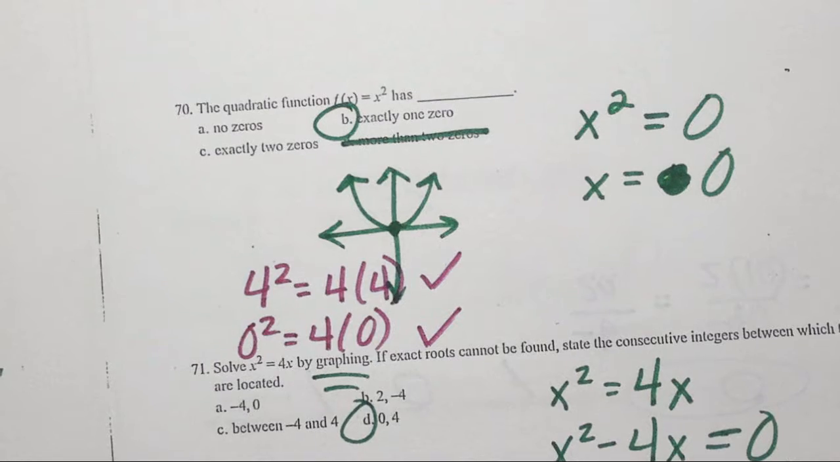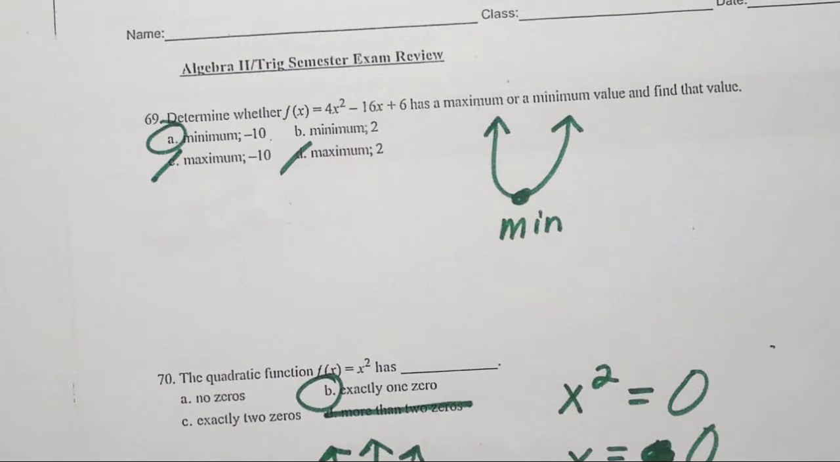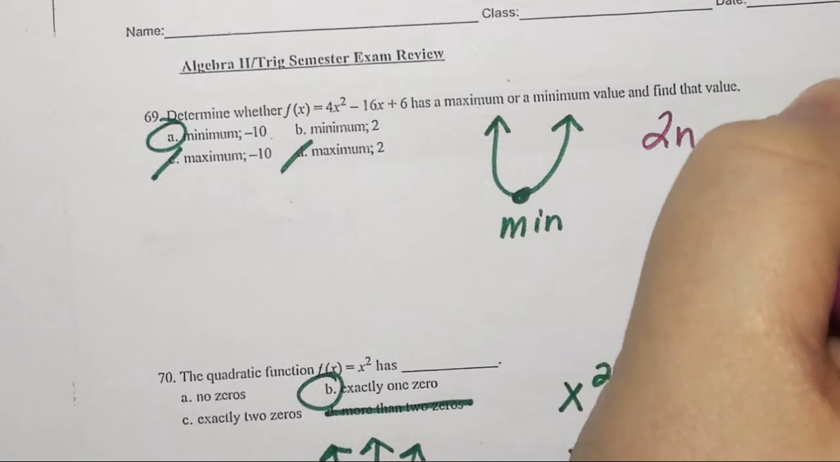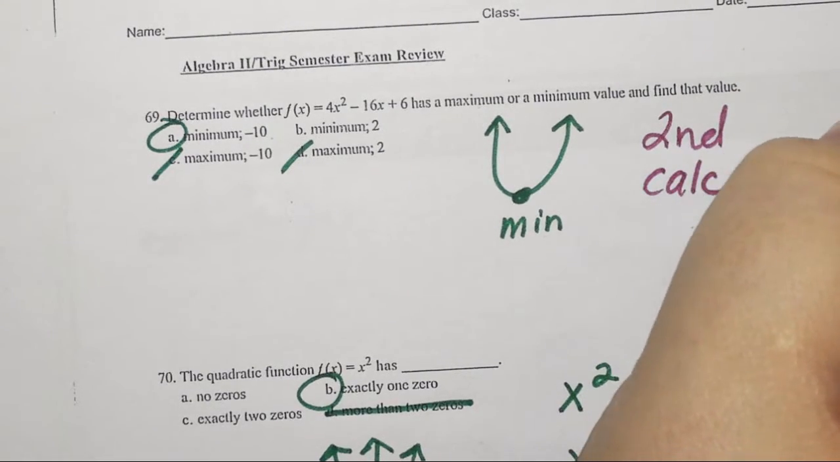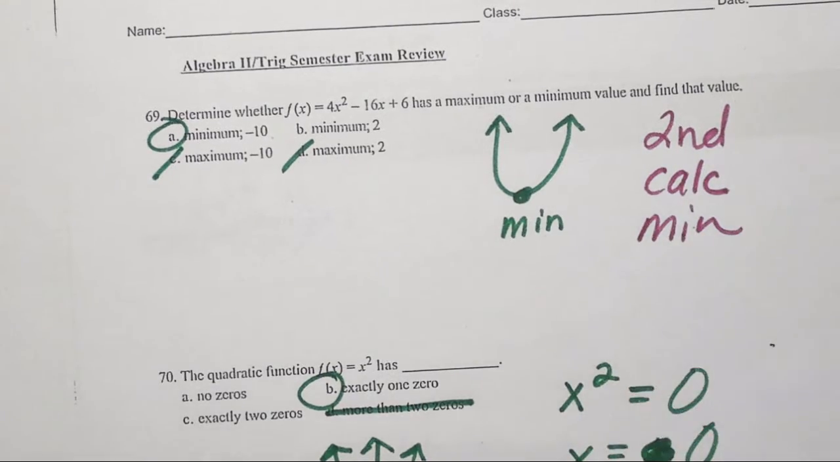Okay, 69. When we were talking about min, and I said I would do it in my calculator, what buttons do I press in my calculator to figure out a min? I press second, then calculate, and then what button? Yes.